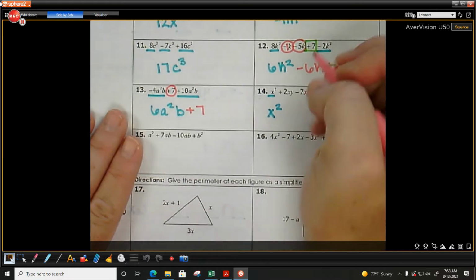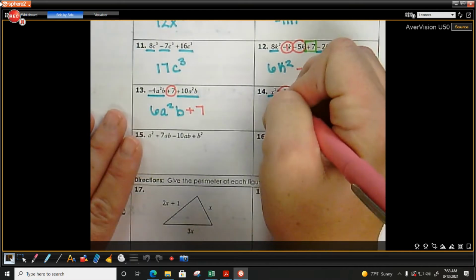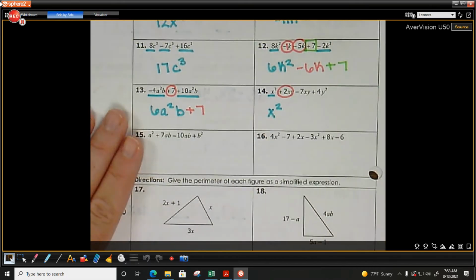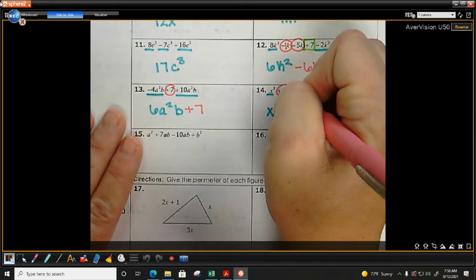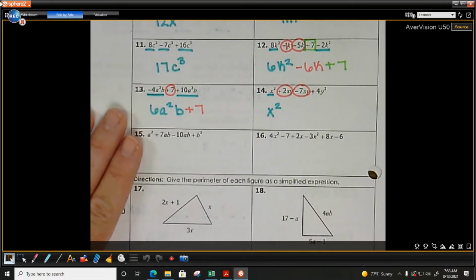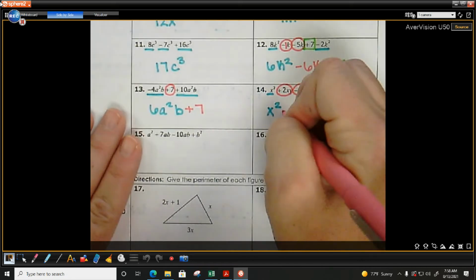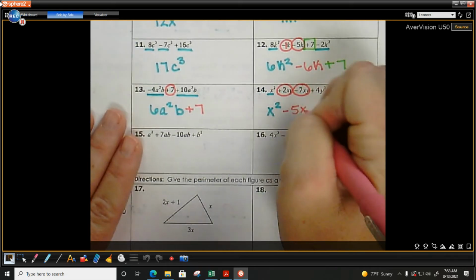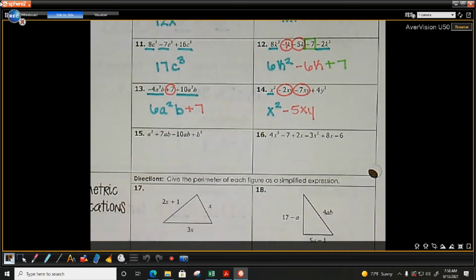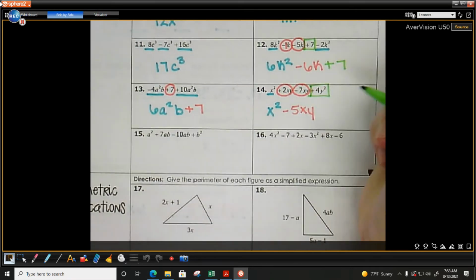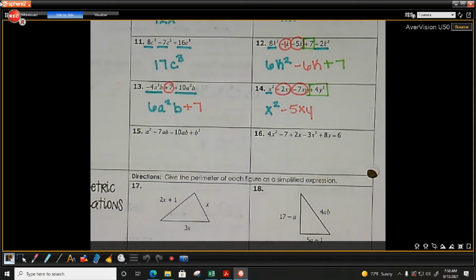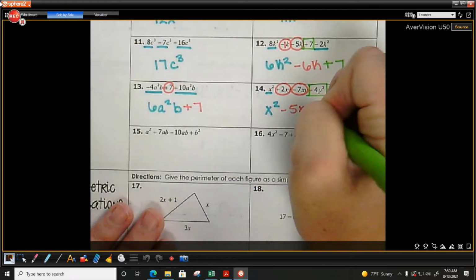Then let's go to our plus 2xy. Do I have another xy term? Yeah. Very good. Negative 7xy. So what's positive 2 minus 7? Negative 5xy. Okay. And then lastly, I have this plus 4y squared. Is there another y squared term? No, so plus 4y squared.